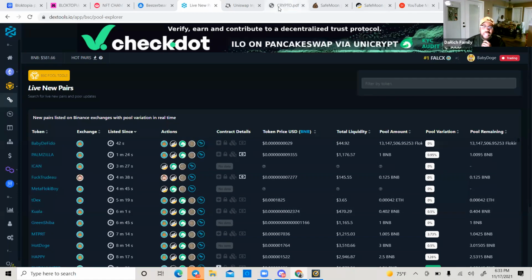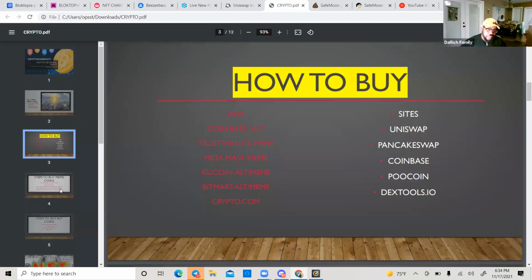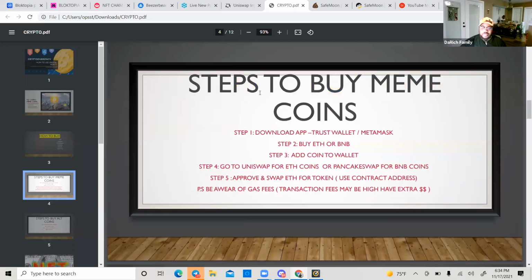So now let's go back to the actual platform here. I went over the steps to buy meme coins. Again, you can take a screenshot of this so you can follow along. That's the key, okay? Steps to buy the meme coin. Step 1, download your app, Trust Wallet or MetaMask. Step 2, buy Ethereum or BNB, whatever network you're on, Polygon or whatever. Step 3, add your coin to the wallet. Step 4, go to Uniswap or PancakeSwap and swap Ethereum or BNB for the coin.